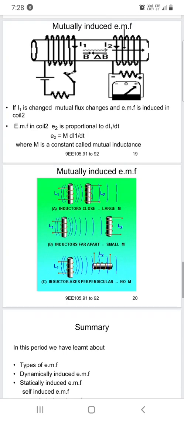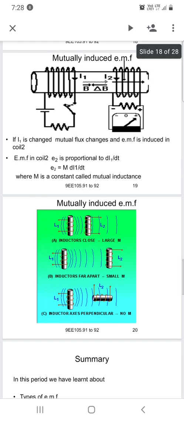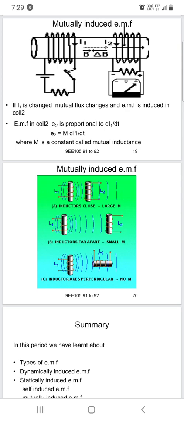So if I1 is the current flowing through the first coil, the mutual flux linkages will be changing from coil 1 to coil 2. Then an EMF is induced in coil 2.